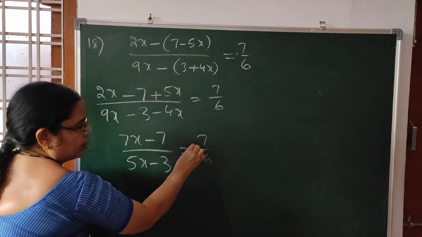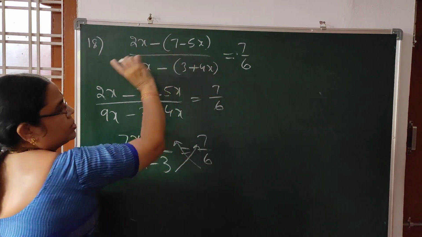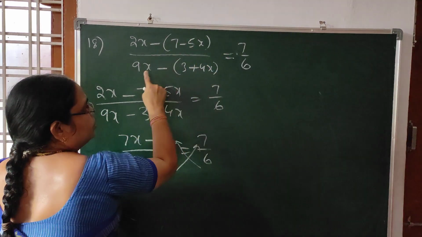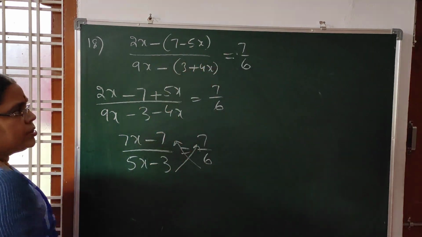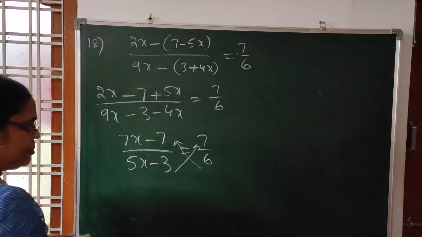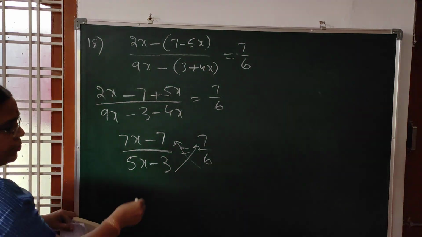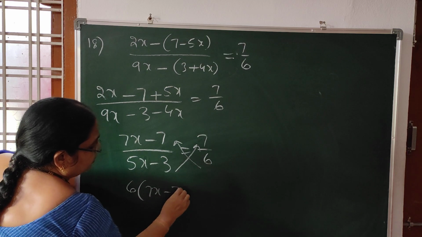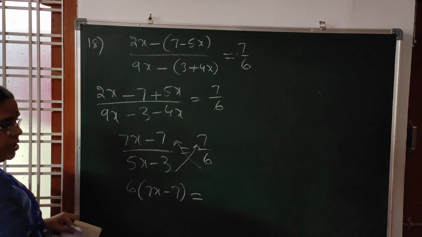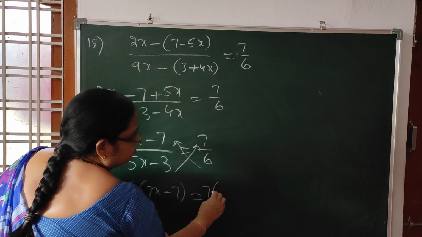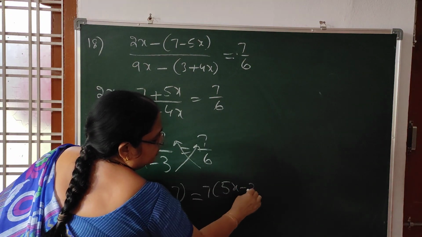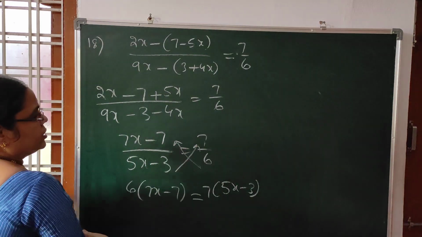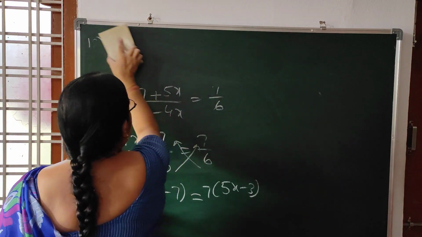Now you can go for cross multiplication. There also you can cross multiply 6 into this and 6 into this, then 7 into 9x, 7 into this one. If you simplify like this it becomes easy and you will get it in simplest form. So now cross multiply: 6 into (7x minus 7) is equal to 7 into (5x minus 3). 6 into this, 7 into this one. So how much will you get?